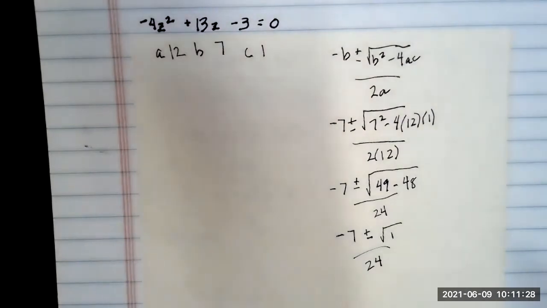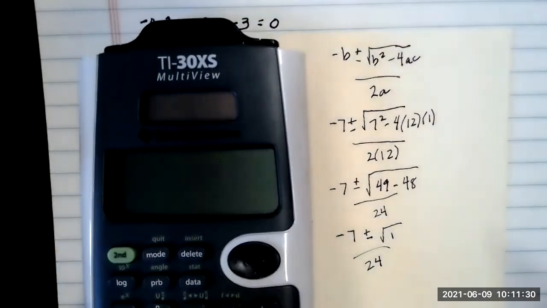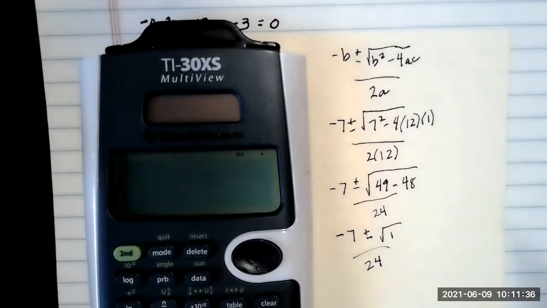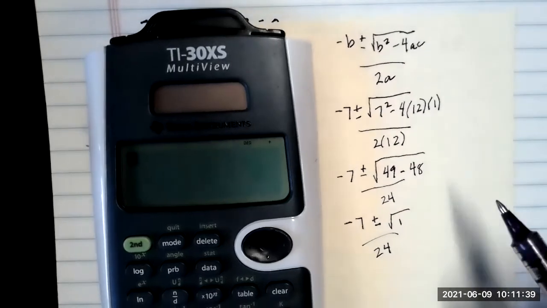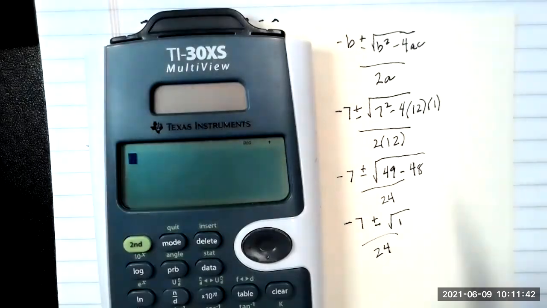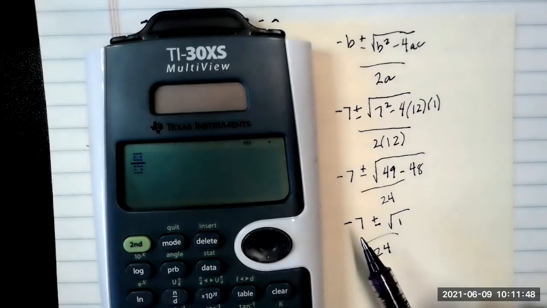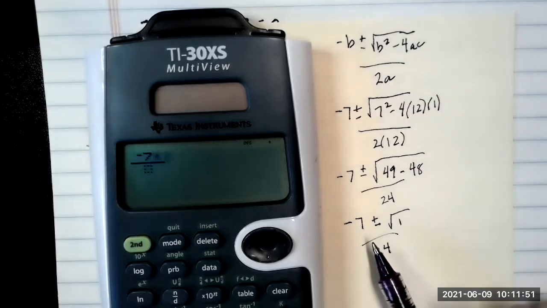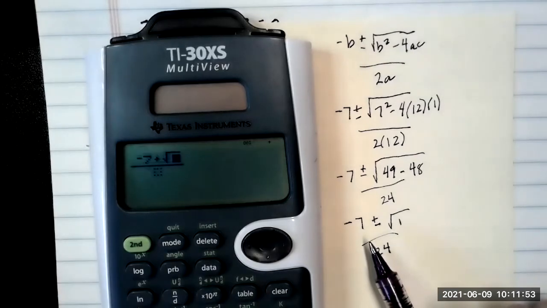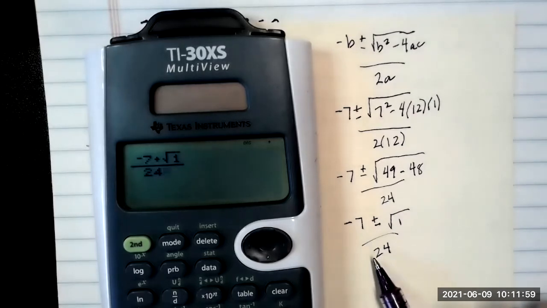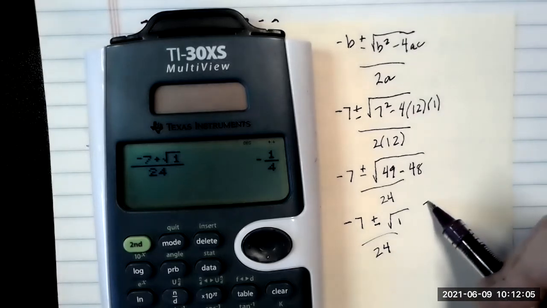Now, when you run into one like this, where it's imperfect and you don't have a nice square root, just use your calculator to double check it. It makes a lot of sense. So we're going to type this in, starting with your fraction key. I'm going to say negative 7 plus square root, green button, square root 1, then arrow down, 24, is negative 1/4. That's one of your answers.